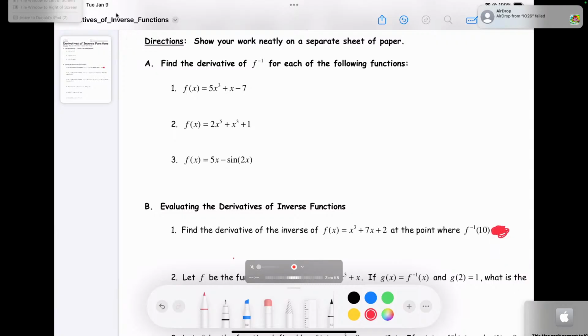Okay, so now I purposely cross this out. I want you to find the f inverse of 10. Now I want to find the derivative. So it means I want to find f inverse of 10 and prime.